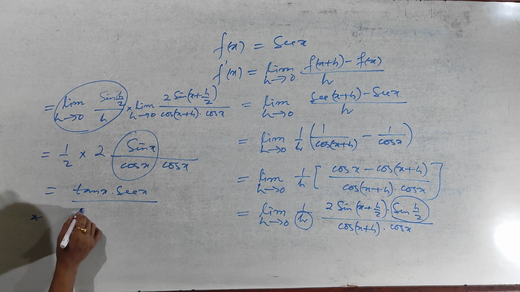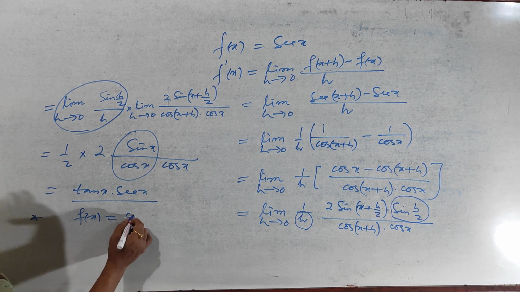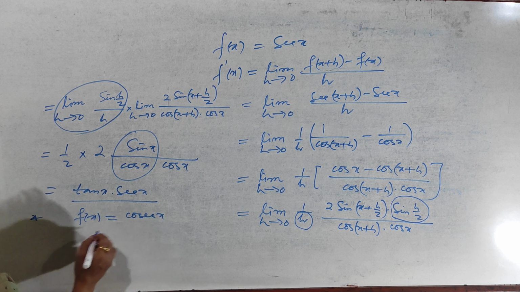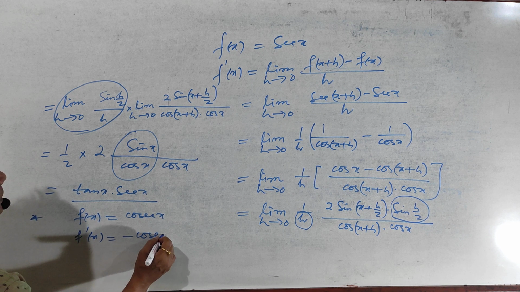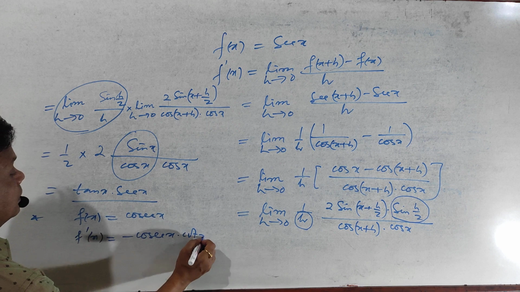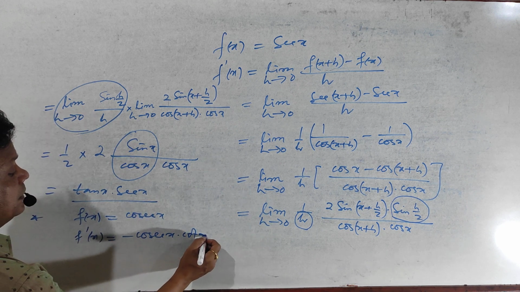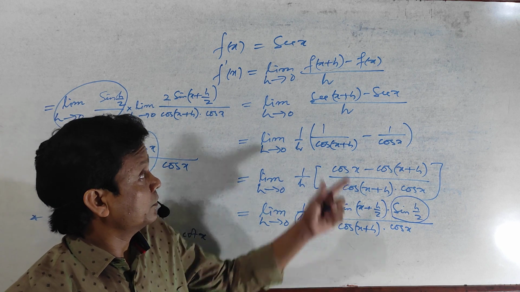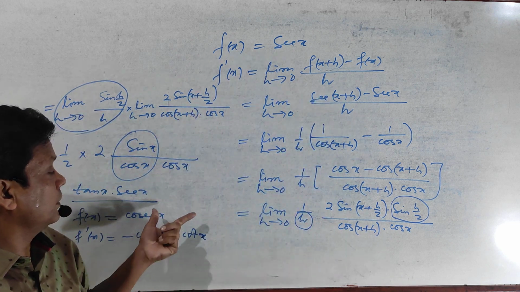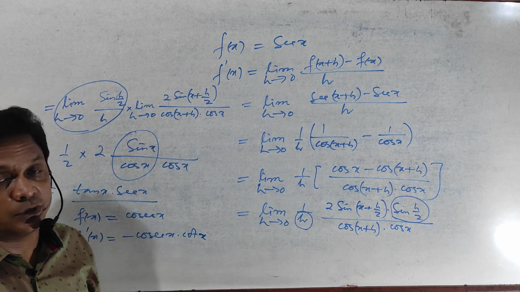And for you, f of x is equal to cosec x. So f dash x will be minus cosec x into cot x. Proceed exactly in the same way and same number of steps. Completely the same procedure you should follow. The answer will be minus cosec x and cot x.